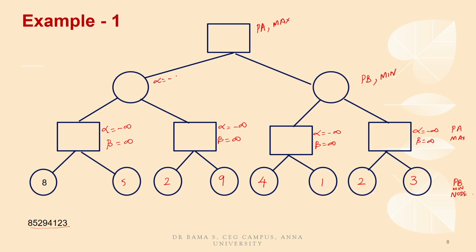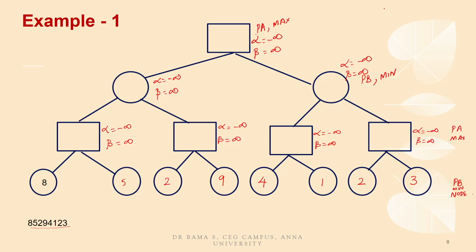And here also, alpha is minus infinity and beta is infinity, and here alpha is minus infinity and beta is infinity, and here alpha is minus infinity and beta is infinity for all the nodes. Now, always from the algorithm: at a max node, update alpha; at a min node, update beta. These two are going to be essential.